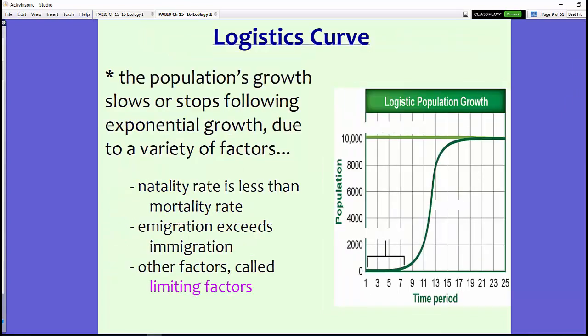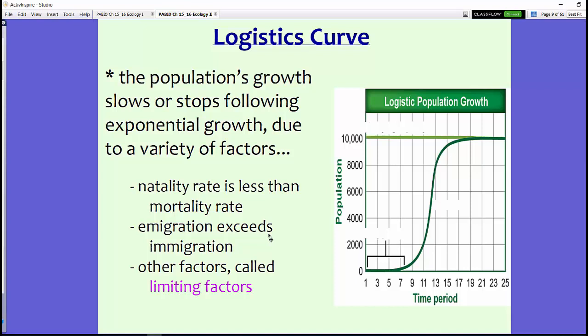We also see something called the logistic curve, and this is where the population's growth slows or stops following exponential growth. If you notice, this particular curve right here looks very similar to that exponential curve we just talked about. But what happens here is that it kind of levels out. So perhaps we've hit carrying capacity, perhaps natality rate is now less than mortality. Perhaps the emigration has exceeded immigration, or perhaps we have other factors, and those factors are called limiting factors. We'll talk about those in the next slides.